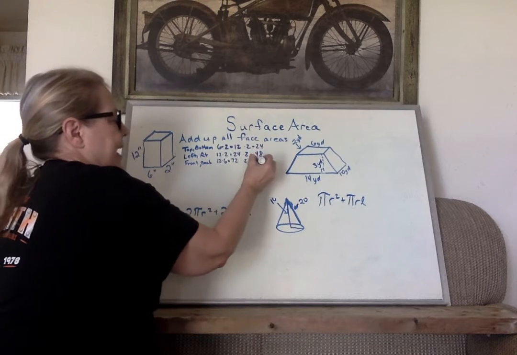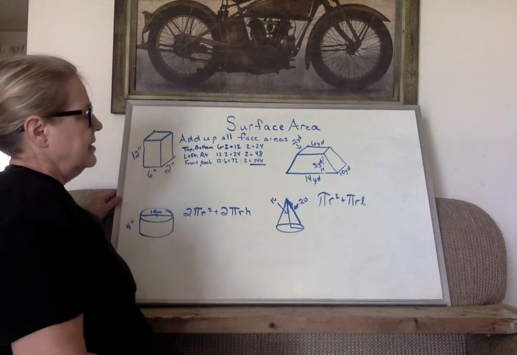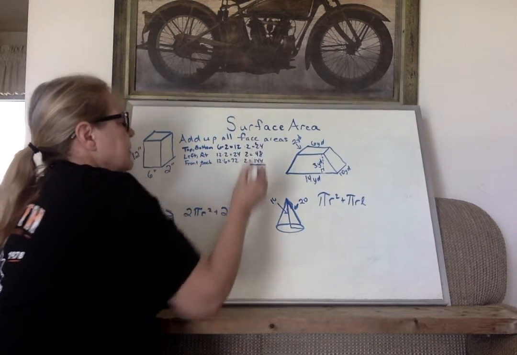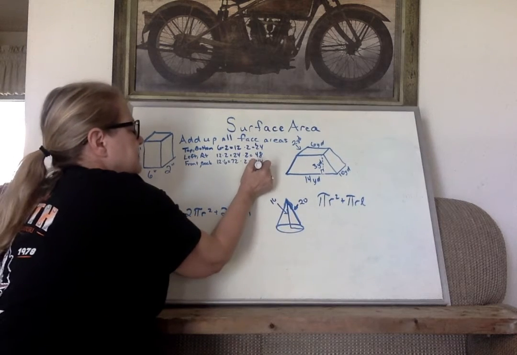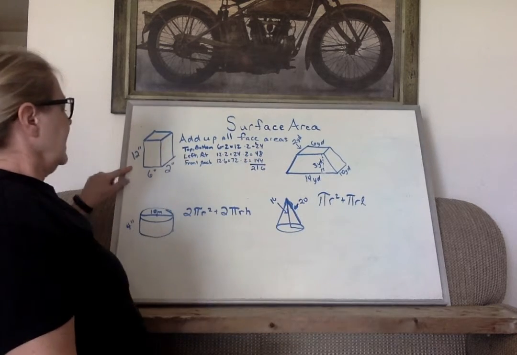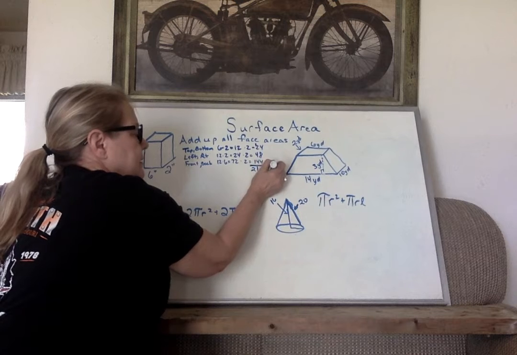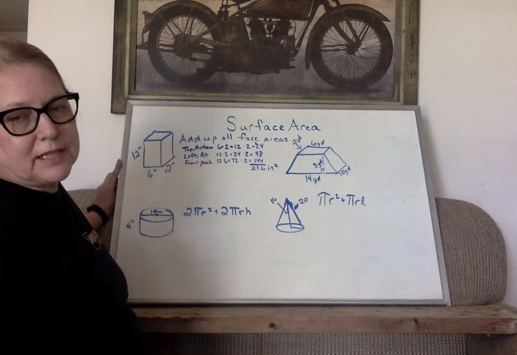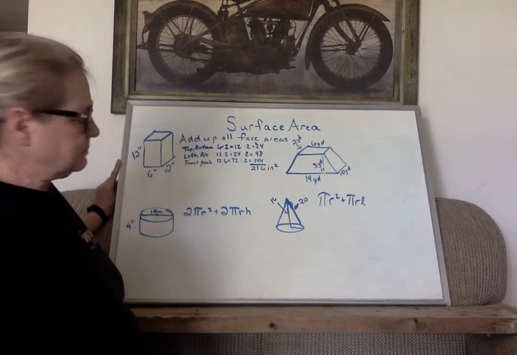And then it says add up all those sides. So 24 plus 24, 48 plus 144, 216, labeled square units. That's how you do surface area for a rectangular prism.